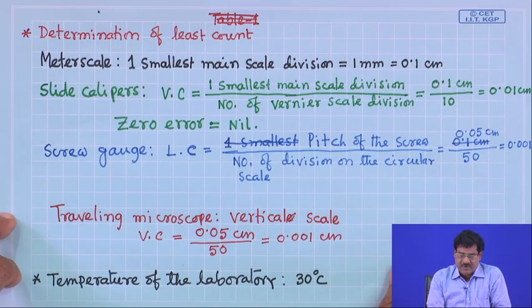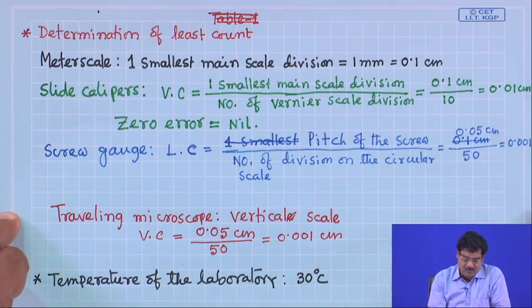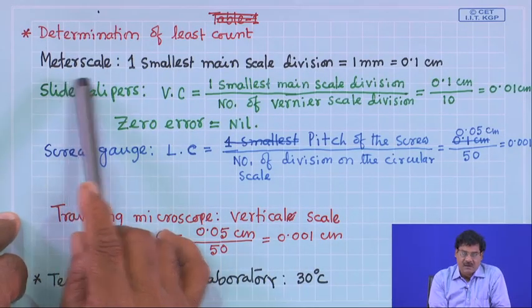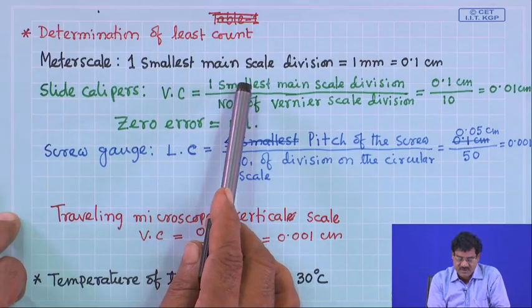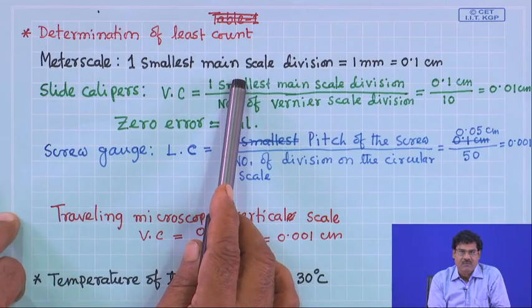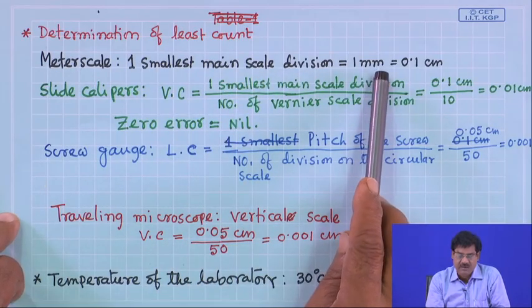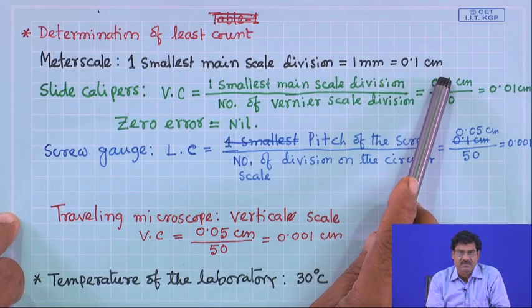First we have to find the least count of the instruments we are using in the laboratory. For measuring length we used a meter scale. The least count of the meter scale is one smallest main scale division, which is 1 millimeter, that is 0.1 centimeter.